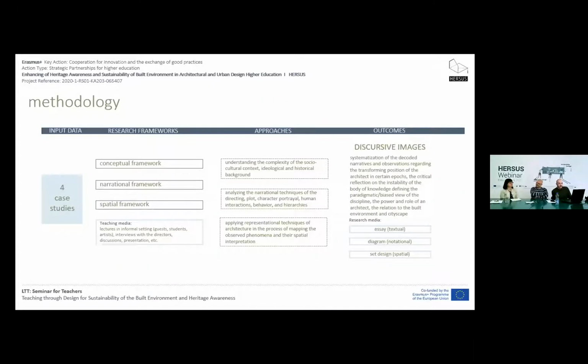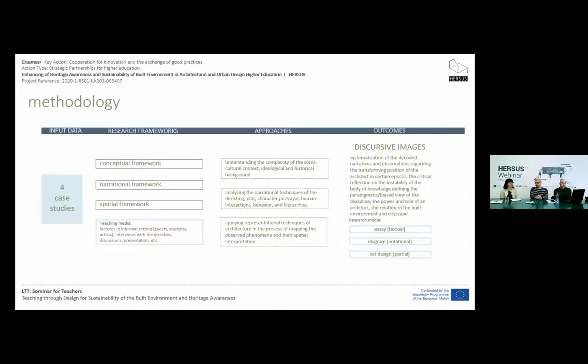Next slide. We applied a study methodology that consisted of defining a conceptual framework, a narrational framework, and a spatial framework, where we applied different teaching media. We decided to go outside the faculty as an institution and organize lectures and discussions with the directors of those four films in the alternative artistic space named Catch 22, where we had a chance to discuss these topics with guests, students, local artists, and everyone who was interested in this particular topic.